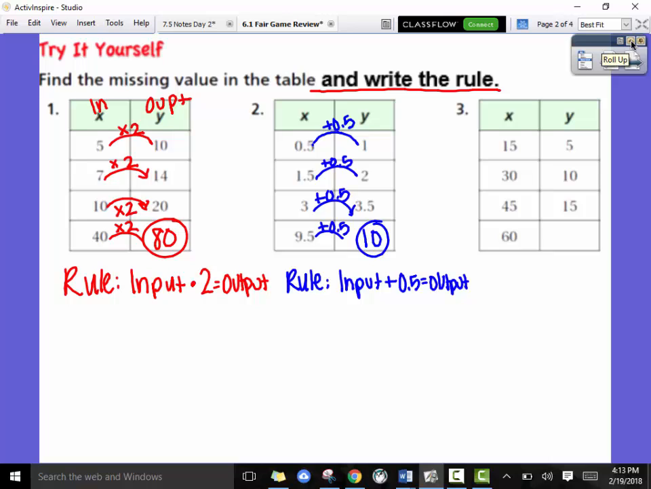And last table that we'll look at together here, I'm going from 5 to 15, so I'm decreasing by a certain amount. 30 to 10, 45 to 15. If I do 15 minus 10, I get 5, but 30 minus 10 gives me 20, not 10. I know another way to get a smaller number would be to divide. 15 divided by 3 equals 5. 30 divided by 3 equals 10. 45 divided by 3 equals 15, so that works. 60 divided by 3 equals 20. So the missing number is 20. So for my rule, I took my input divided by 3, and that equaled the output.